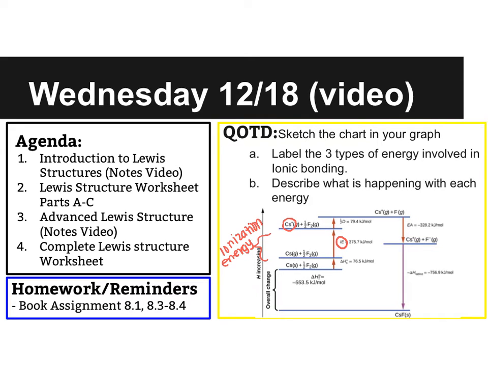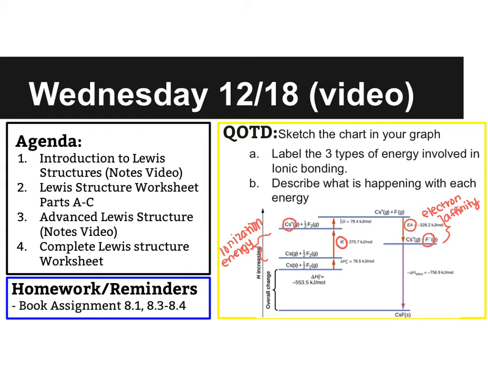The next is the electron affinity. That is this energy here, electron affinity. And the electron affinity is the energy released when we give that electron to fluorine, turning it into an anion.